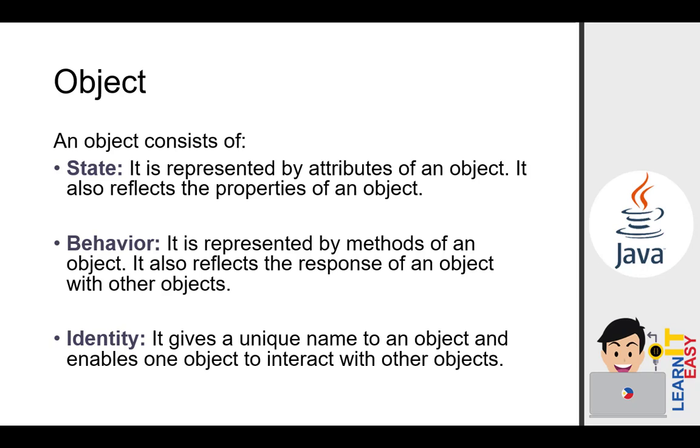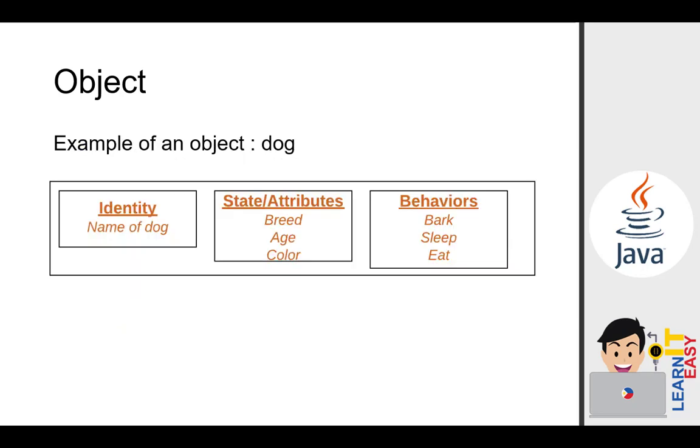And lastly, what we call identity, and it gives a unique name to an object and enables one object to interact with another object. So, para mas maintindihan natin itong tatlong to, meron tayong ganitong klase ng figure. Sa example natin na to, ang object natin ay merong pangalan na dog. So, that is the identity. That will be the name of our object.